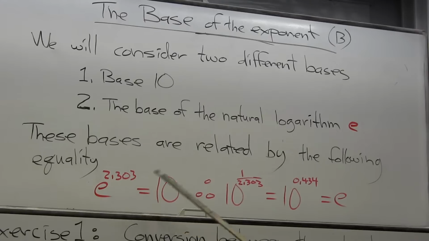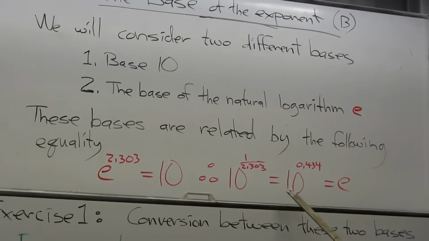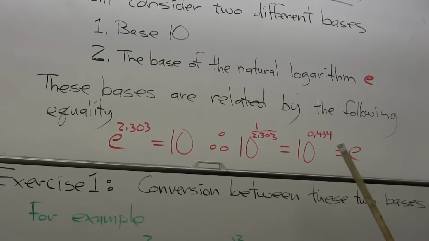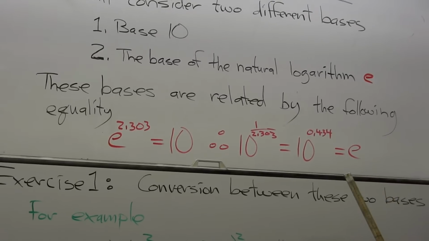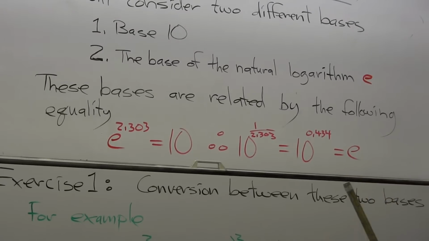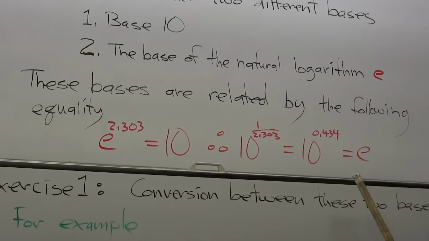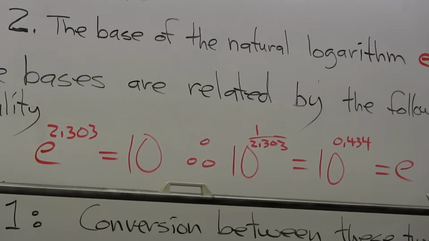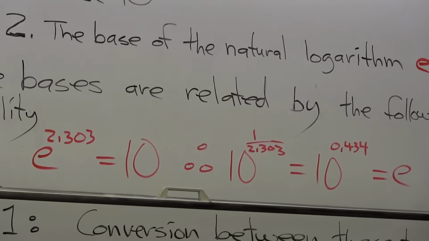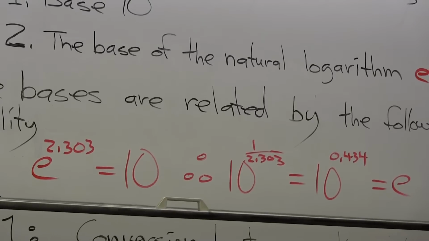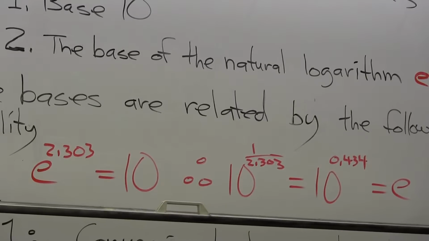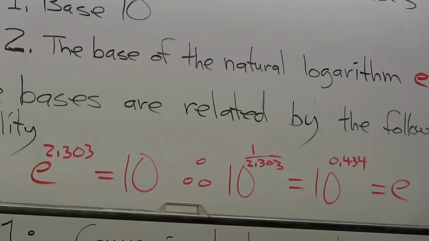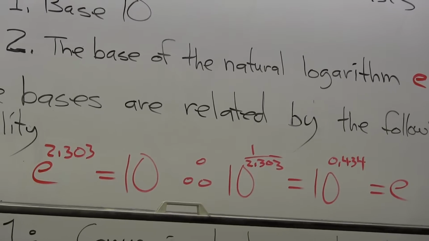And these bases are related by the following equality. e raised to the 2.303 is equal to 10. And therefore, 10 raised to the 1 divided by 2.303, which happens to be equal to 10 raised to the 0.434, is equal to e. So these equalities will enable us to convert freely between the two bases. And so exercise 1 is conversion between these two bases.